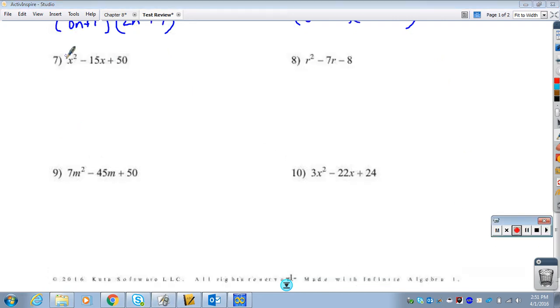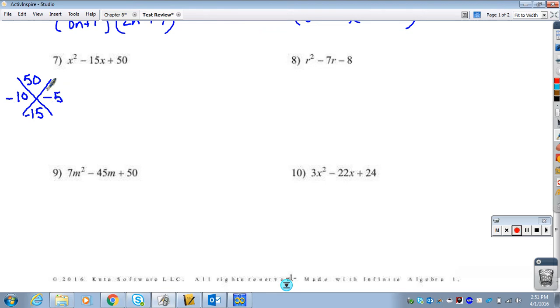Okay, in number 7, we have 3 terms. So 3 terms, and a is equal to 1 because there's no number in front of the x squared. So I'm going to go ahead and factor that using my x. I have 50 and negative 15. So I need 2 numbers that multiply to positive 50 and add up to negative 15. If they're going to multiply to a positive but add to a negative, they both have to be negative. And then what's going to go here is 10 and 5.